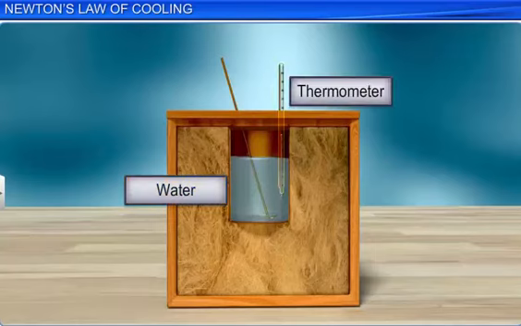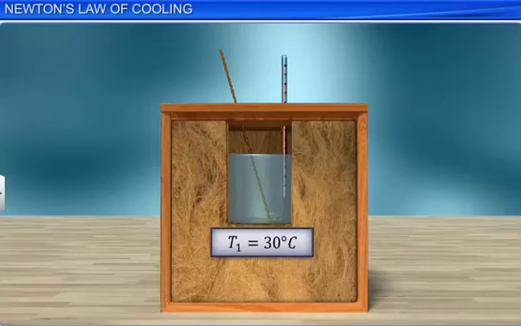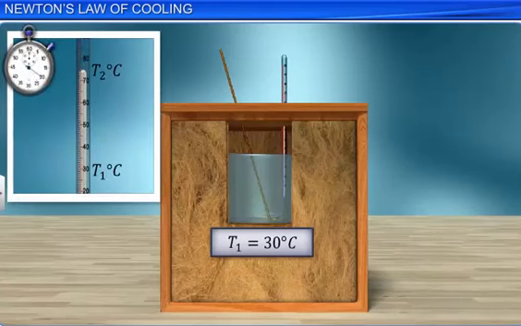Now, let us first heat the water in the calorimeter to raise the temperature to say T2 degrees Celsius, and then stop heating and allow the water in the calorimeter to cool. Start a stop clock and note the temperature T2 of the water at regular intervals, say after every minute.